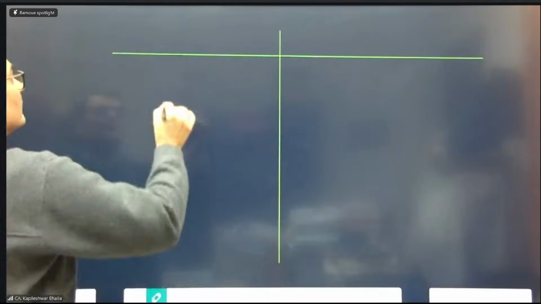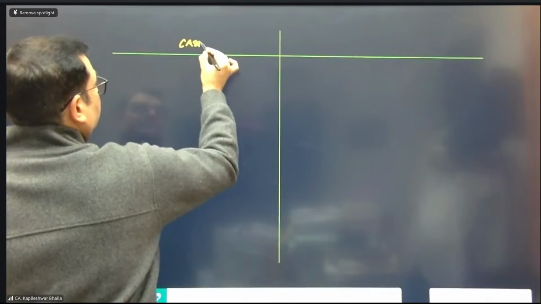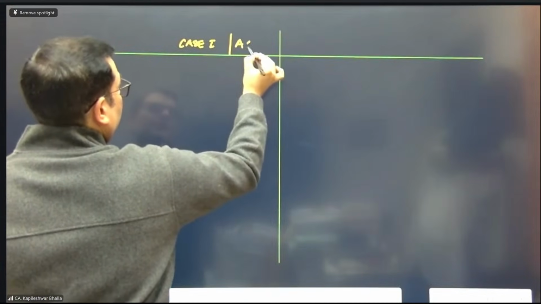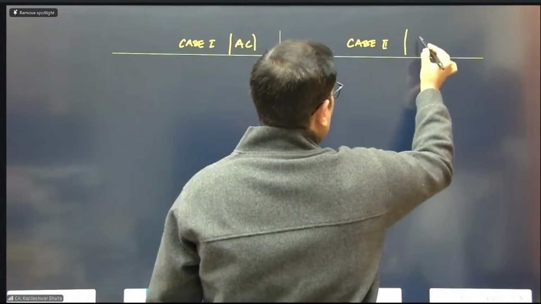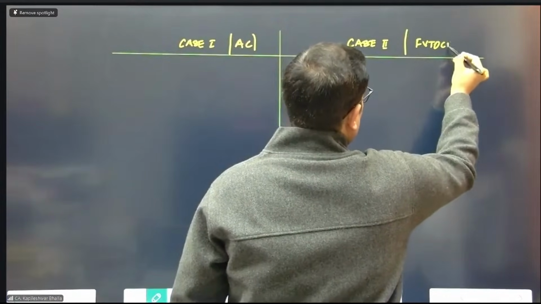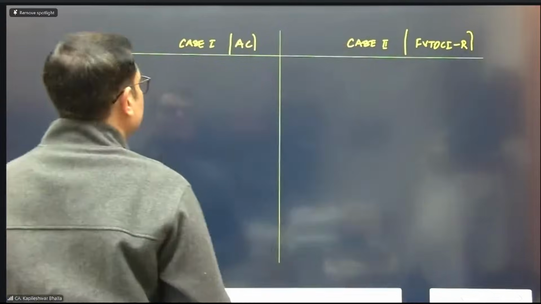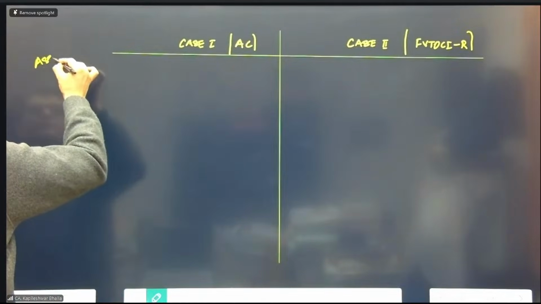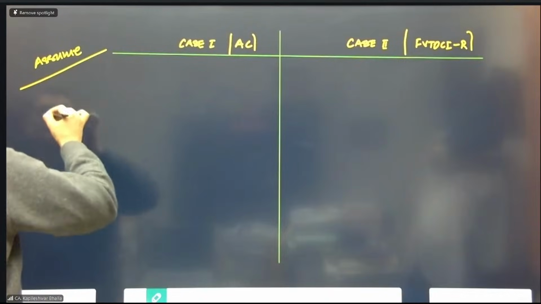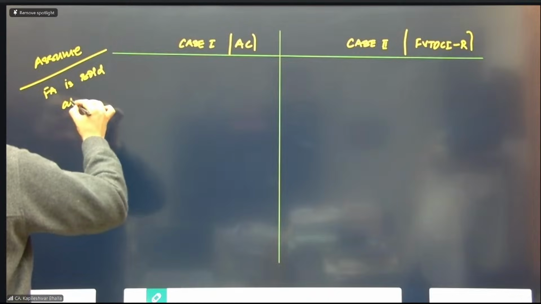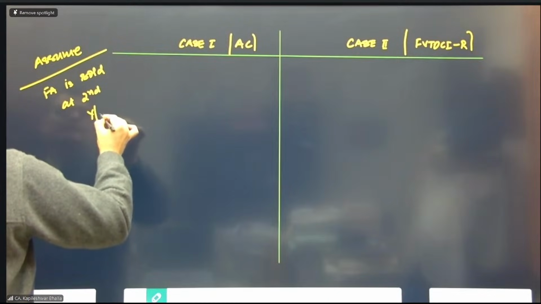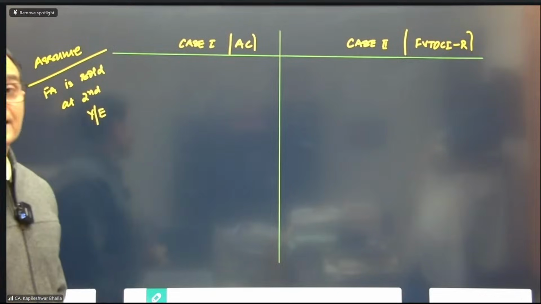Suppose I were to sell the investments in case 1 or case 2, let's say at the end of the second year. I am now considering case 1, which is a case of amortized cost, and case 2, which is a case of FVTOCI, that is, with recycling. So let's assume that the financial asset is sold at the second year end.